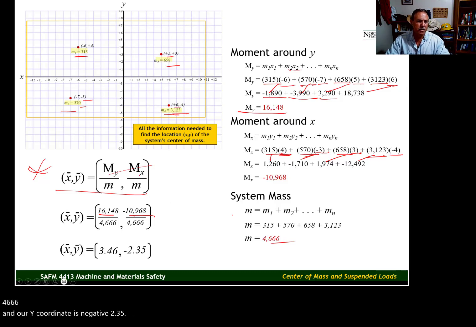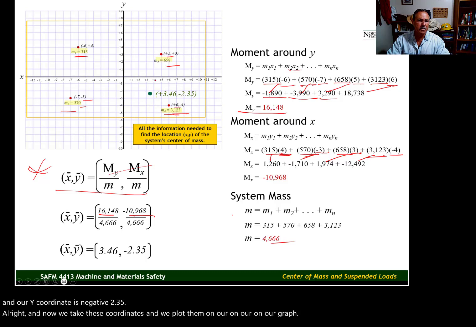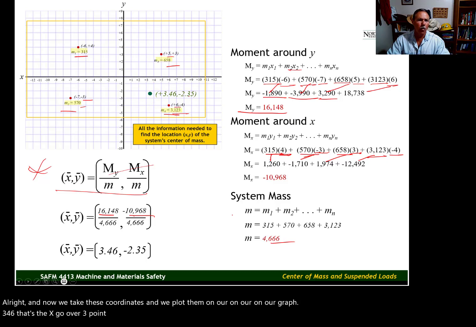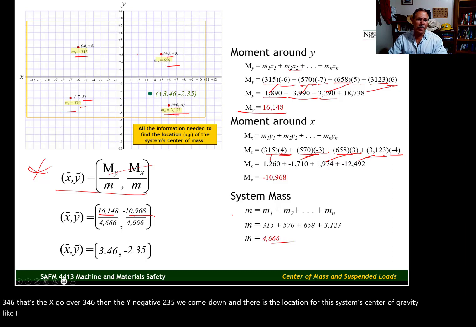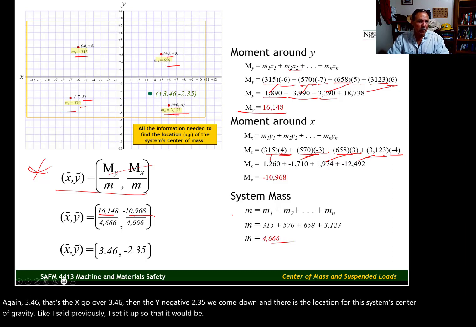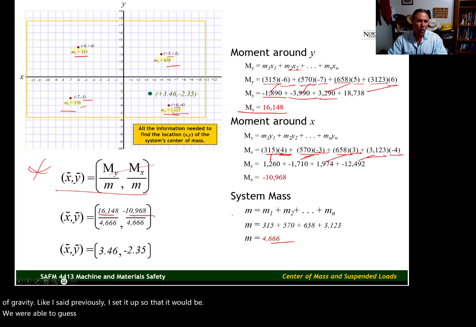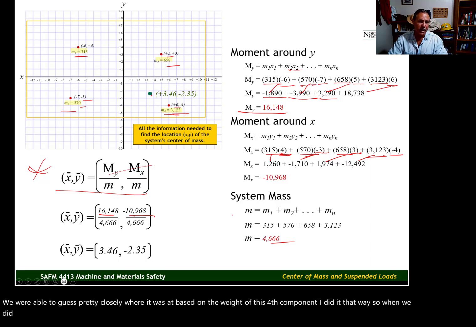All right, and now we take these coordinates and we plot them on our graph. Again, 3.46, that's the x. Go over to 3.46. Then the y, -2.35. We come down, and there is the location for this system's center of gravity. Like I said previously, I set it up so we were able to guess pretty closely where it was at based upon the weight of this fourth component. I did it that way, so when we did our calculation, we would see how, yeah, that's right. That's where it needs to be.